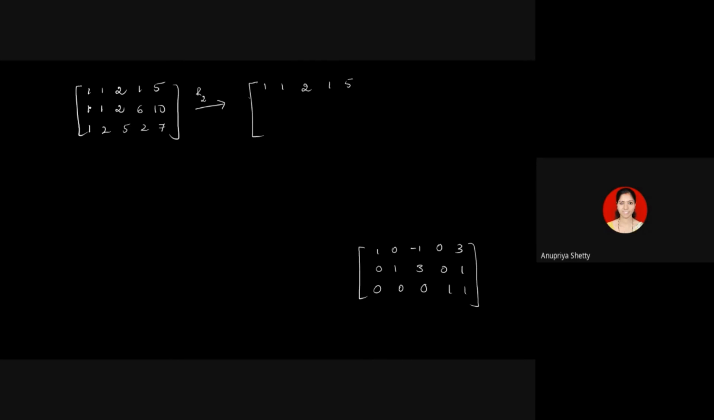Since we have the same two entries in the second row, we can try reducing the second row's first two entries to 0. What we'll do is R2 plus -1 into R1. That is, you're multiplying the first row with -1 and adding it to R2. Or you can simply write it as R2 minus R1.